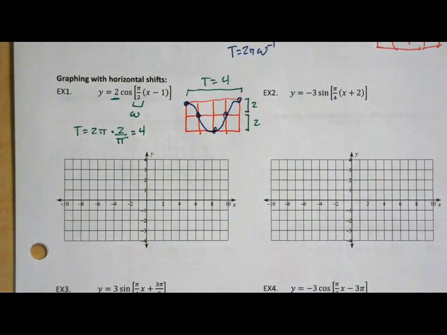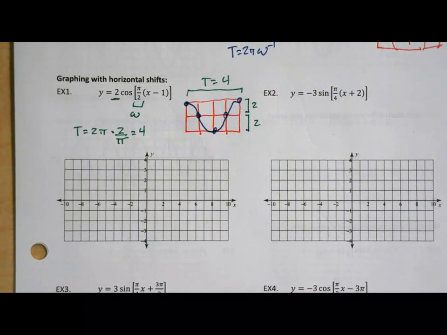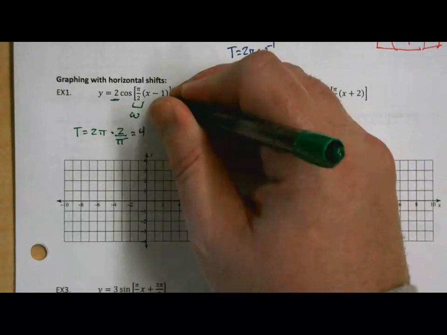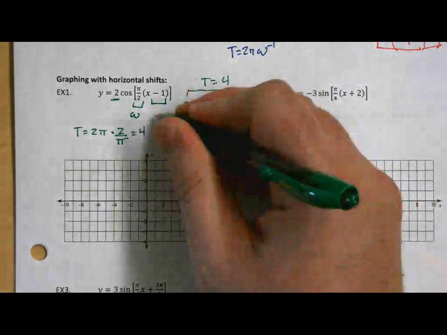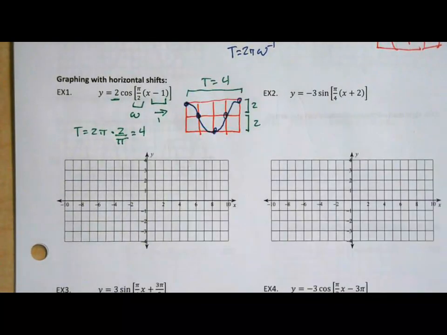So our parent function is 2 pi. We've stretched it out to 4. Actually, that would be a compression, wouldn't it? 2 pi is bigger than 4. At any rate, we've changed how wide it is. It is now 4. Now, the only thing that we have left to do is shift it. And this minus 1 is going to be a shift to the left or a shift to the right? Shift to the right. So we're going to shift right by 1.